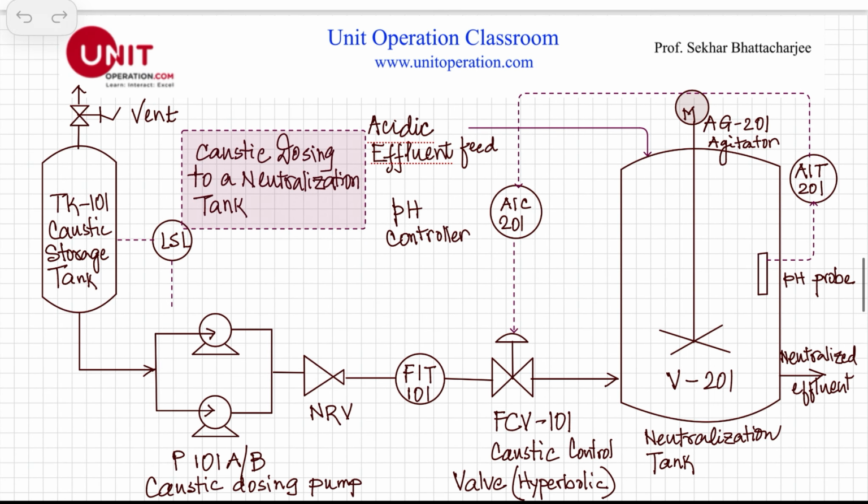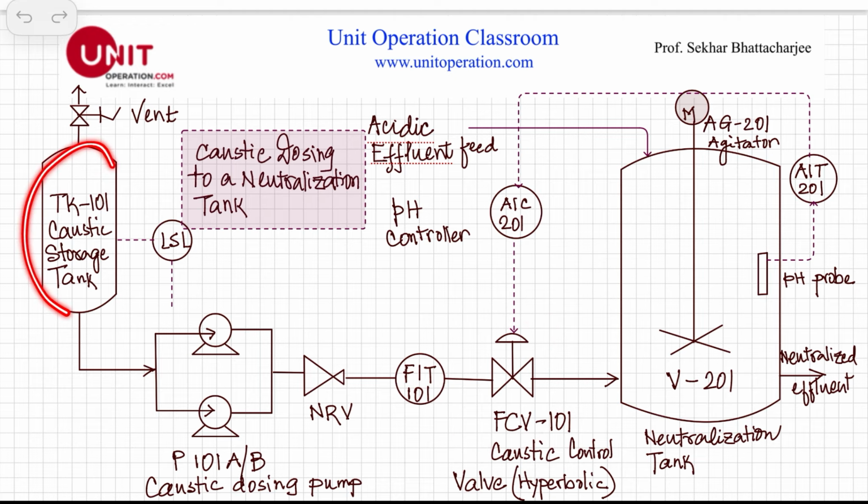Let's look at a practical example here. So here we have a caustic dosing to a neutralizing tank. Normally, there is not much pH change in the acidic effluent feed, let's say from some kind of a nitration tank, so nitric acid. But suddenly there is a process upset, or because of some reason, there's a big discharge. At that condition, we need a very high flow rate of the caustic. So that's where this hyperbolic characteristic is important.